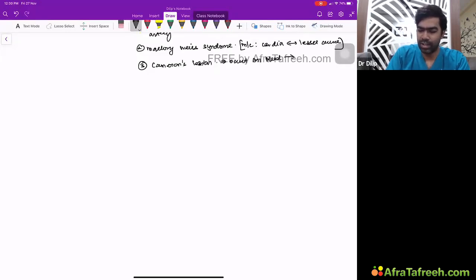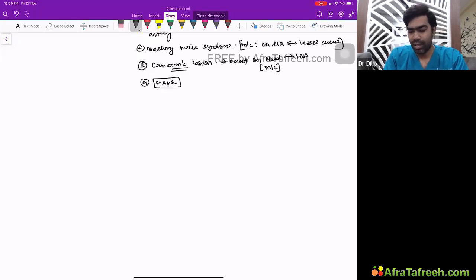Occult GI bleed, which results in iron deficiency anemia. This is the most common way of presentation of Cameron lesions. It's very, very rare to get acute bleeds. And number 4, you have something called gastric antral vascular ectasia, that is called GAVE.